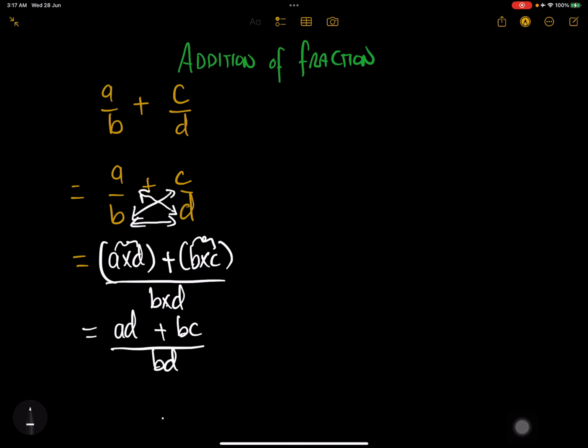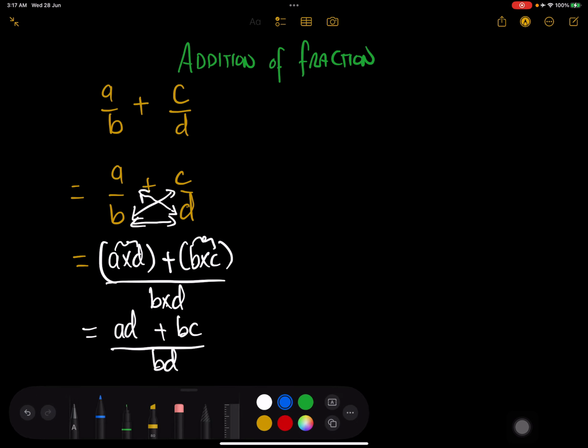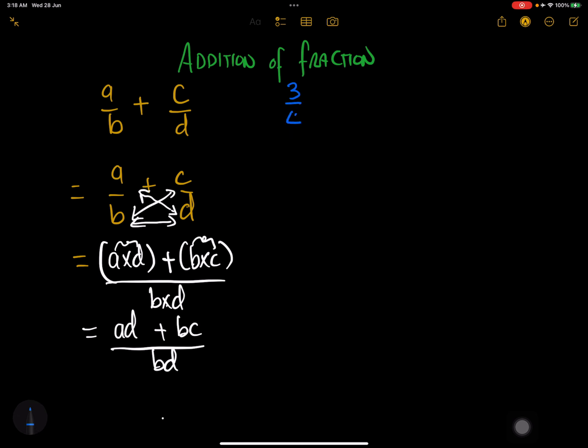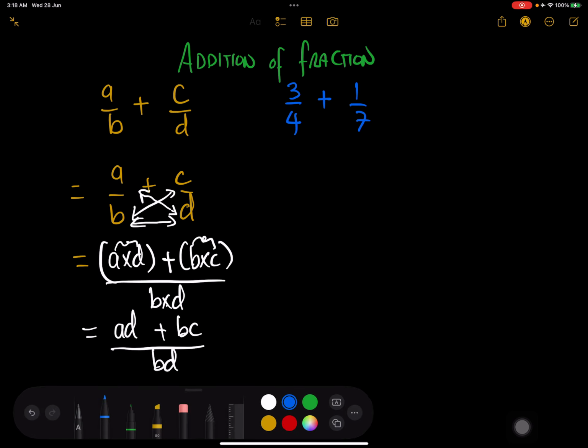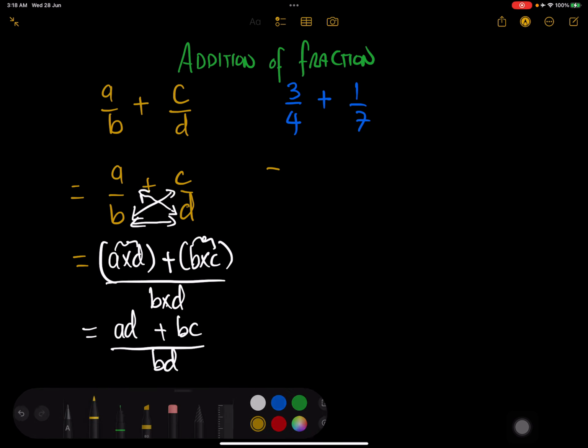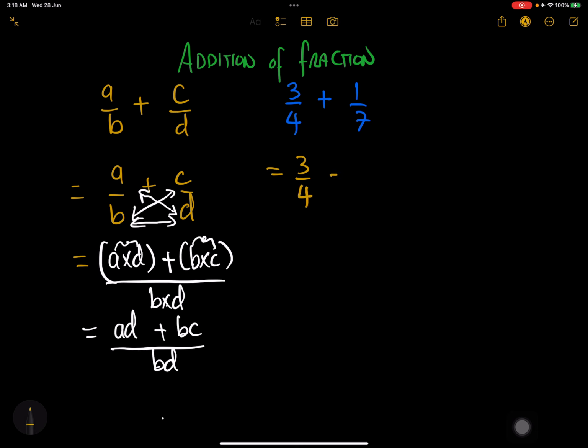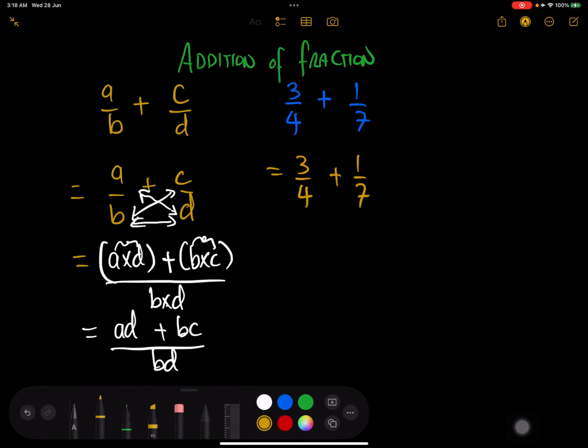So we can look at an example for the purposes of our discussion. Let's say we have 3 over 4, and then we are adding it to 1 over 7. We rewrite this again, 3 over 4 plus 1 over 7, and then we are going to cross multiply.